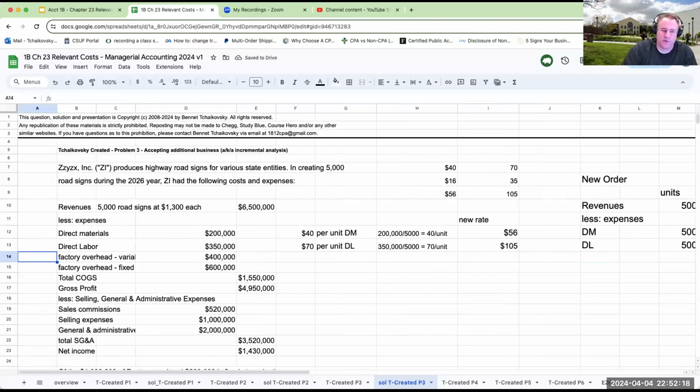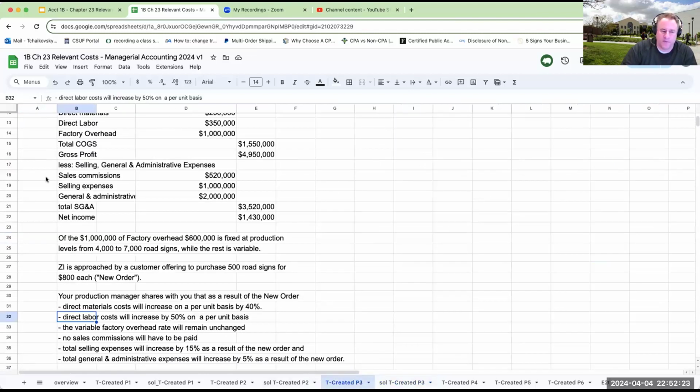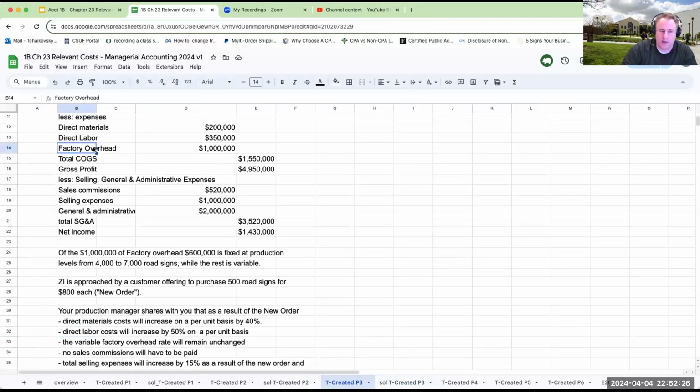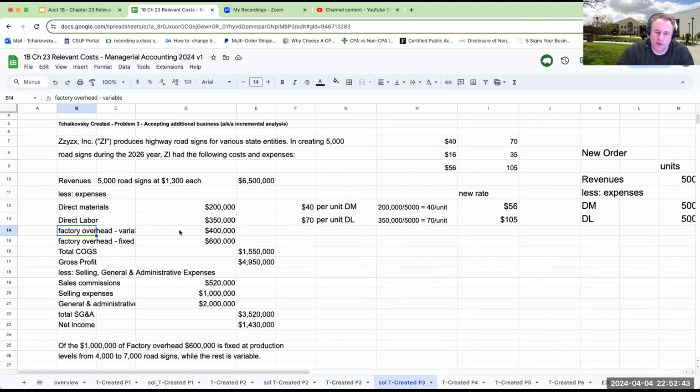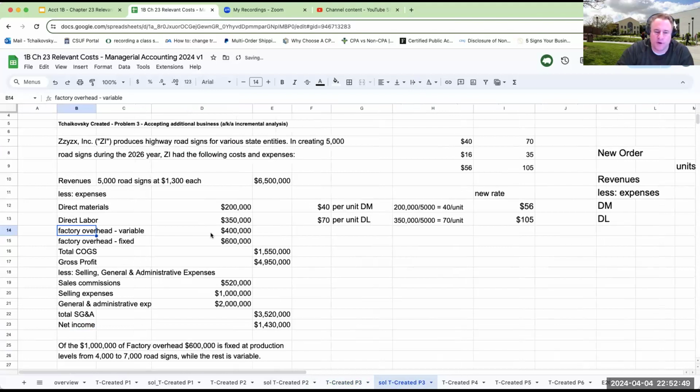Now, the next one over here, remember, I broke this up between variable and fixed. The fixed factory overhead was $1 million. But the question told me that of the $1 million of factory overhead, 600,000 is fixed at production levels from 4,000 to 7,000 road signs, while the rest is variable. So what I did is I said my variable factory overhead is going to be 400,000. My fixed overhead is 600,000. These two add up to $1 million.